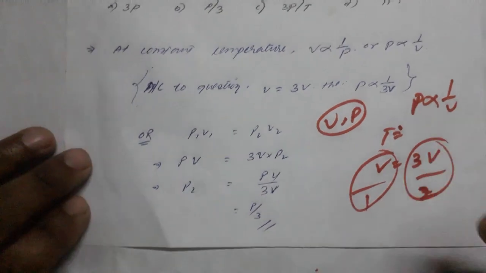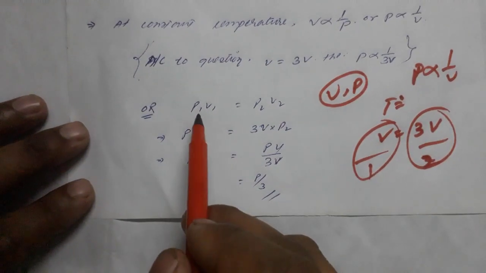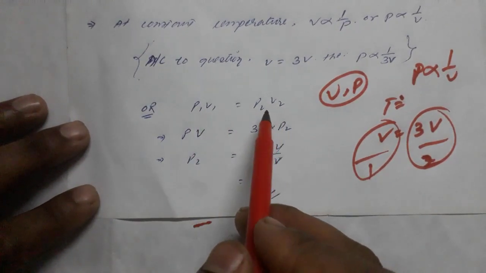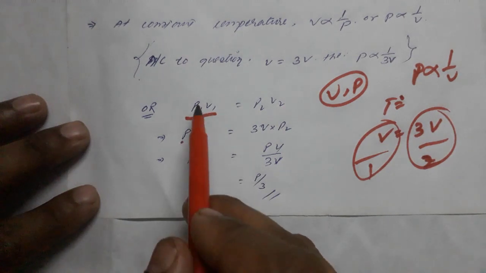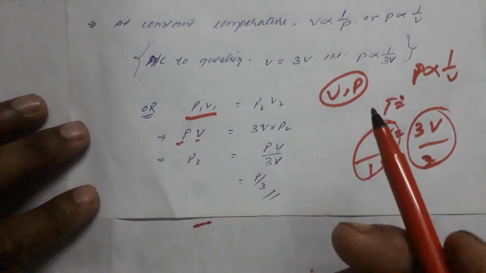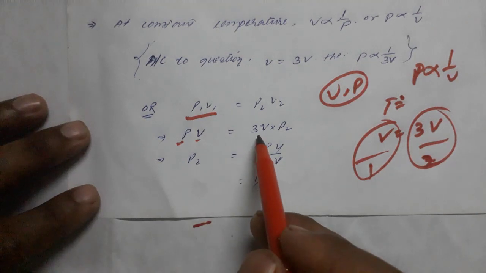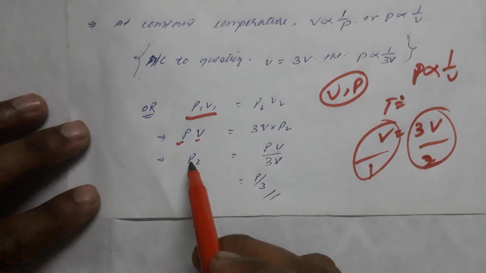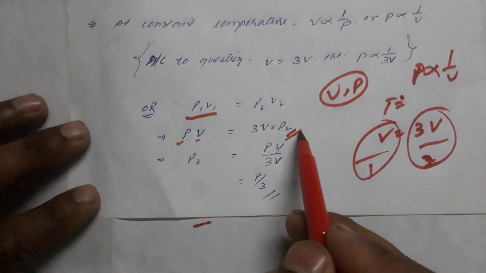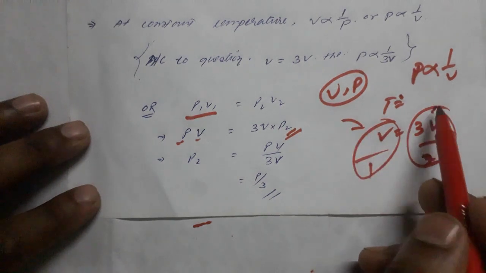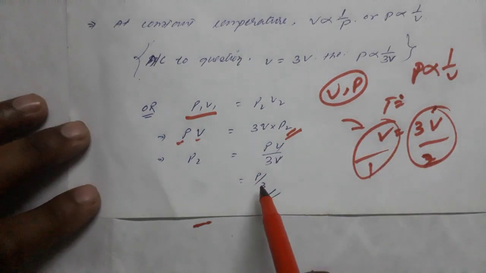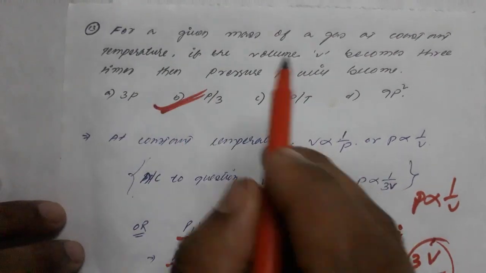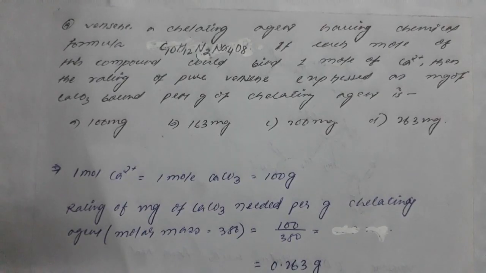So what we can do? We can write like this, right? P1V1 equals P2V2. So for the first case, P1 is pressure P, volume is V. Here 3V and P2, right? So if you calculate the P2 in the second system, what is the pressure? So this is P by 3. So this is the correct option, right? P by 3. Okay. So this question you may find a little bit critical, but not that much.